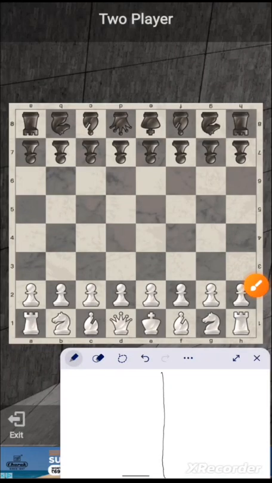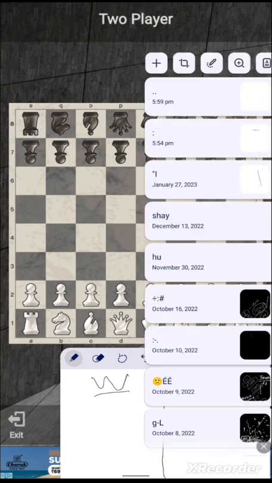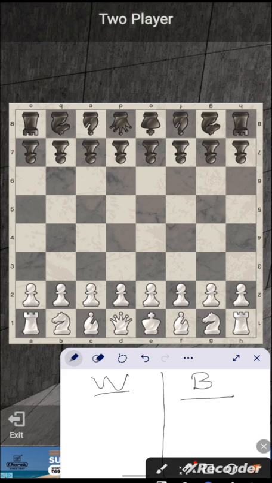So hi friends, today we are going to learn the algebraic notation which is used in chess for representing a game played between white and black. So let us first understand the basics.